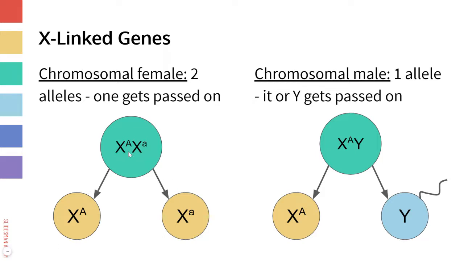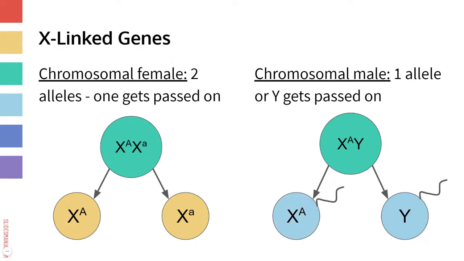So, somebody who's chromosomally female and is making eggs is going to make eggs that either have X big A if they're passing on the dominant form of the trait, or they'll make an egg that's got the recessive form, so X little a is the other thing that they could make. The eggs could contain either version of this X chromosome.